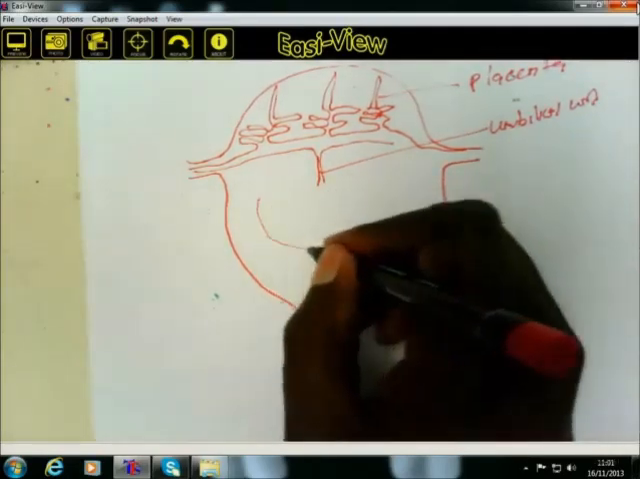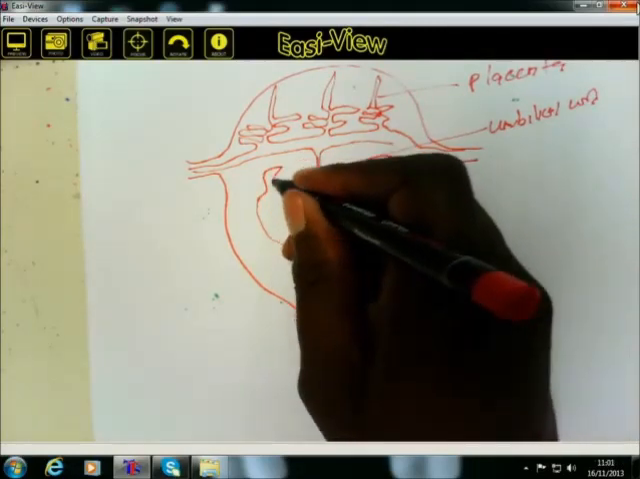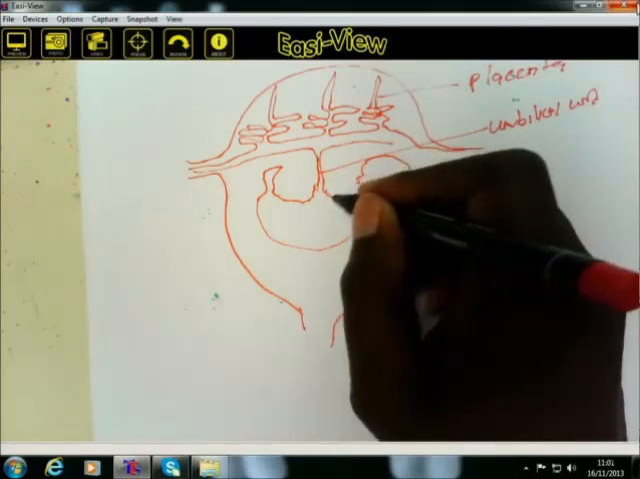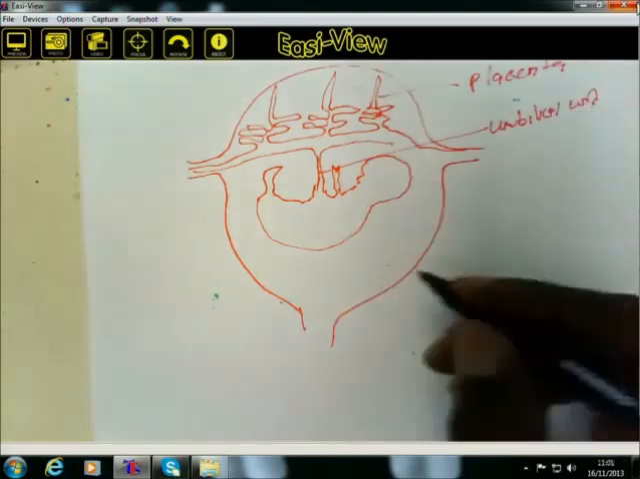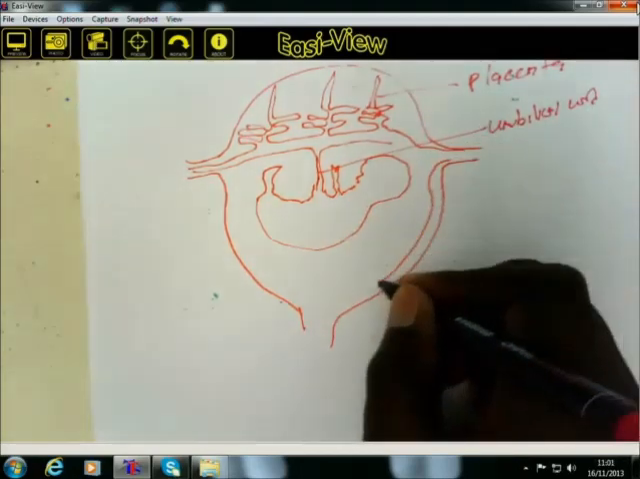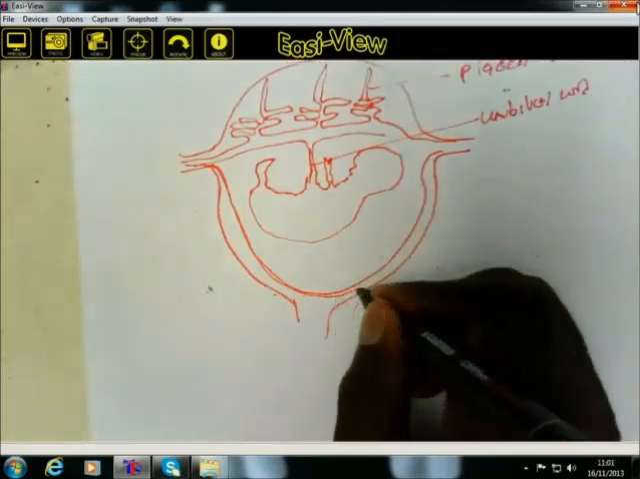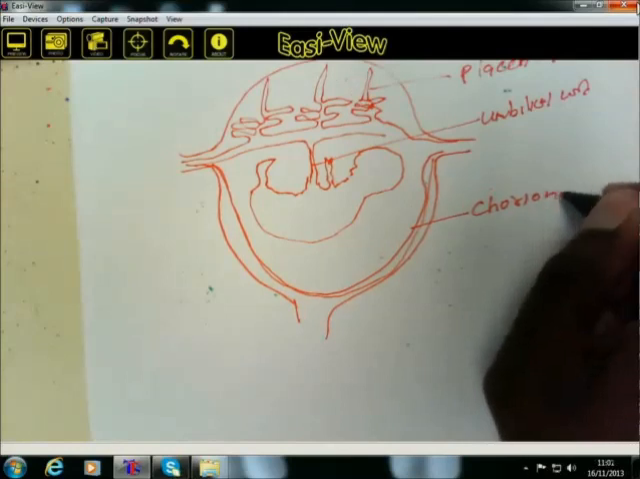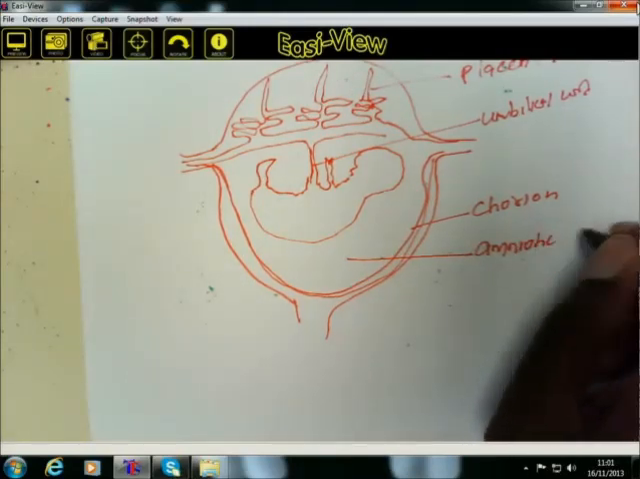Now the umbilical cord is attached to the fetus here. This is a fetus here, attached here. And this is the head of the fetus. Some hands of the fetus here. So this is the umbilical cord. And this fetus is enclosed within the extra-embryonic membrane. This membrane is called the chorion. And inside here, there is amniotic fluid.